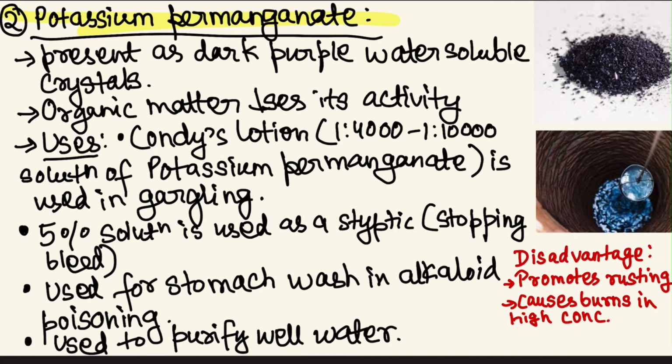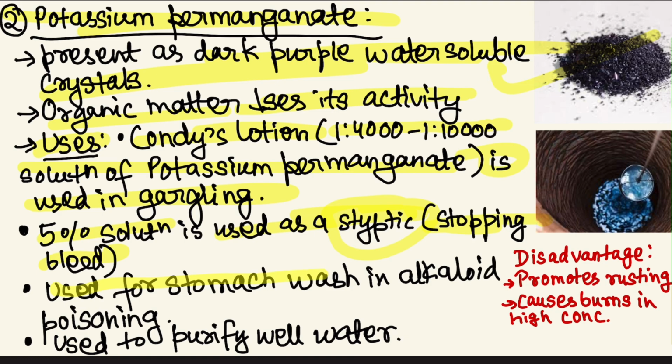Then we have potassium permanganate. It is present as dark purple water soluble crystals, as you can see in the image, and organic matter usually decreases its activity. The uses of potassium permanganate: first is condy's lotion, that is 1:4,000 to 1:10,000 solution of potassium permanganate, which is used for the purpose of gargling. Then we have 5% solution of potassium permanganate, which is used as a styptic, and styptic is basically a property in which it stops the bleeding from the cut. So it is very much similar to astringent property.